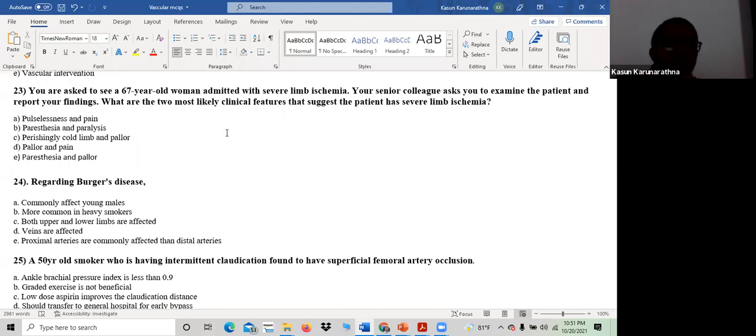What is the answer for 23? If the muscles get ischemic, that is the point where you get paralysis, right? That is the bit of a severe stage, right? In acute limb ischemia, initially you get pulselessness, then ischemic pain, then comes paresthesia, paralysis, perishing cold, right? So paresthesia and paralysis is when muscles get paralyzed, that means muscles are severely ischemic. That is a bit of a severe ischemic state.